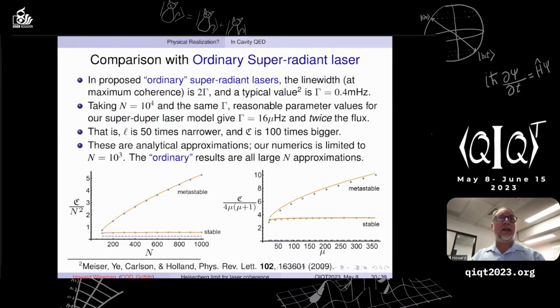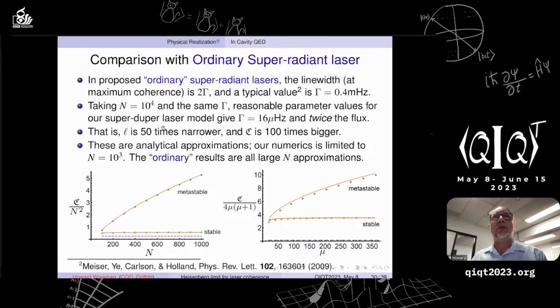I think I'll just skip through this, but just to say that this is quite different from what one might call an ordinary superradiant laser. There's been a lot of work, for example this PRL from 2009 on ordinary superradiant lasers, where it's only the loss, if you like, that is superradiant, but there is no collective gain. So they are already known to be able to achieve extremely low line widths.